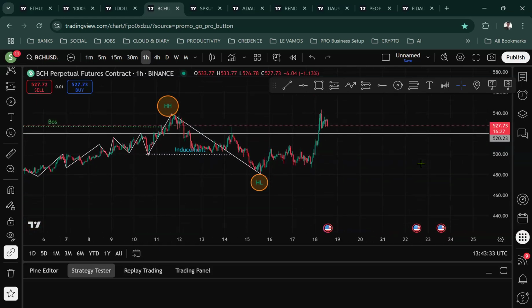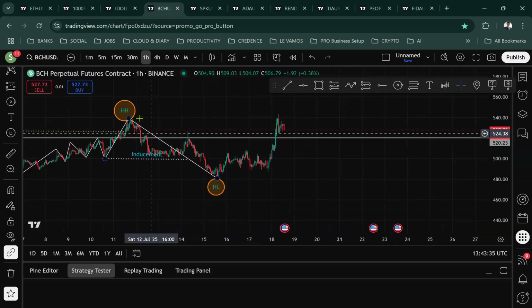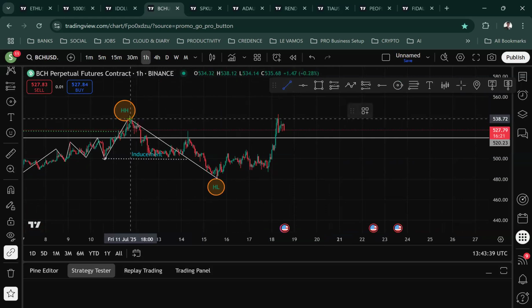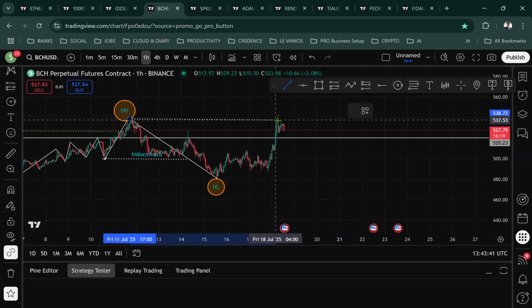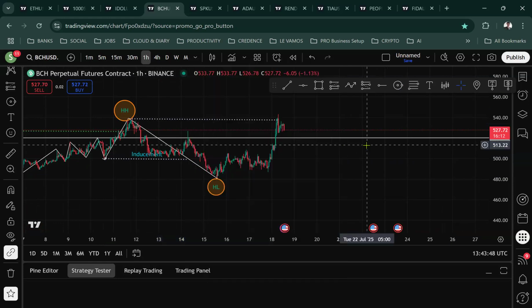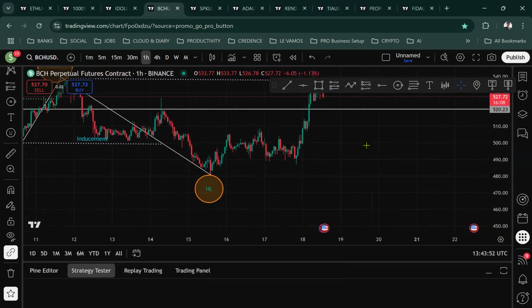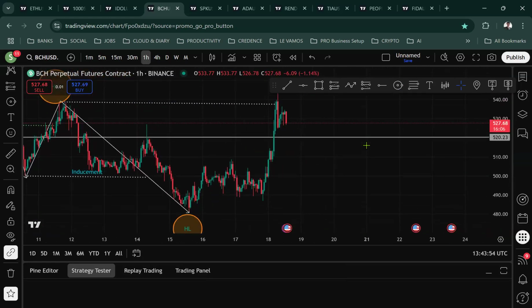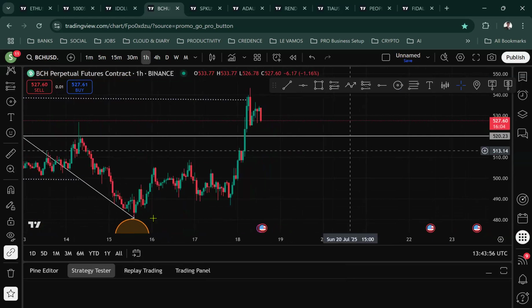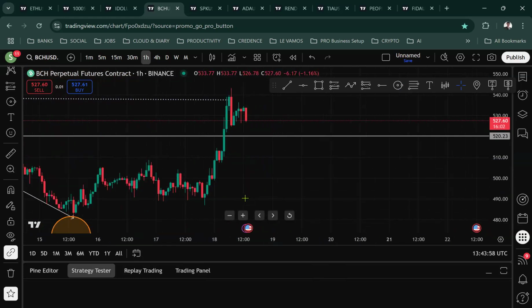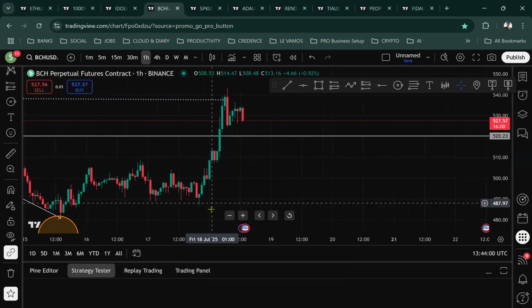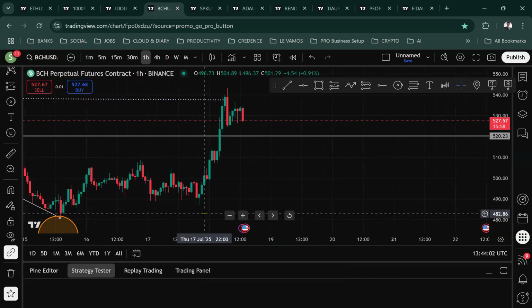So we have to wait actually, because the BOS is here. It has to cross. It just crossed it. Yeah, it just crossed it. So I can see, because this area is mitigated, I can see here.